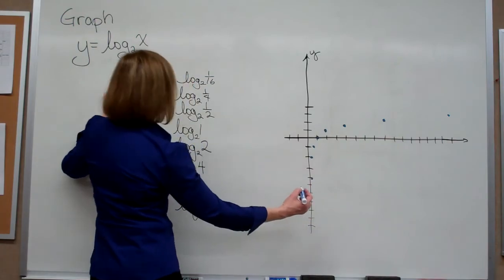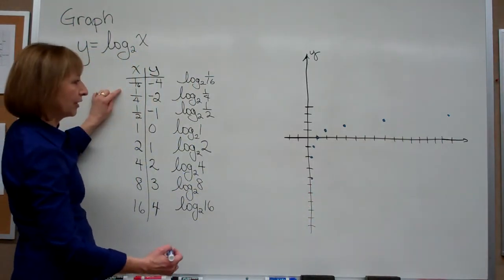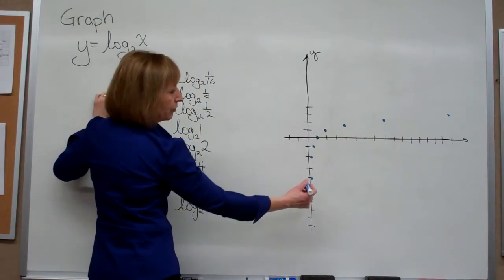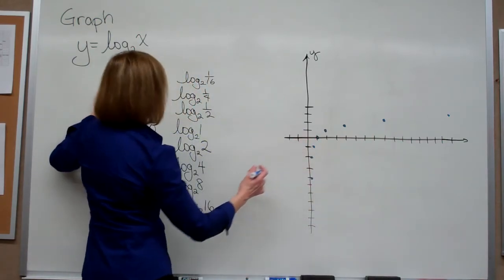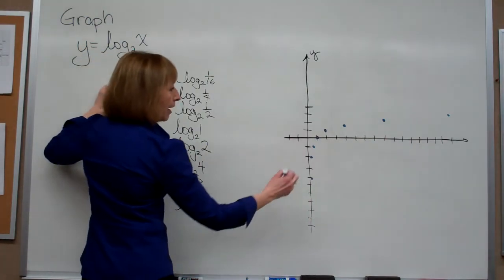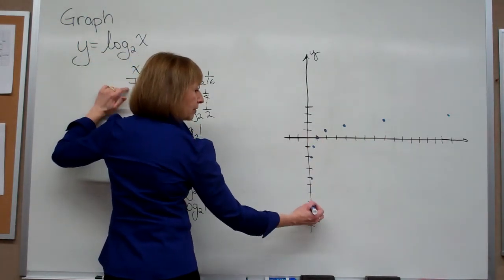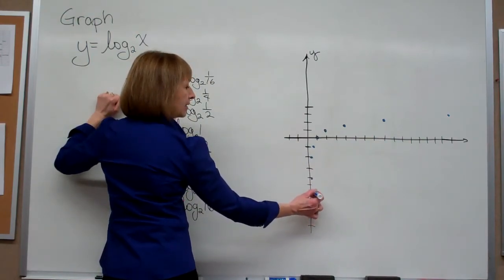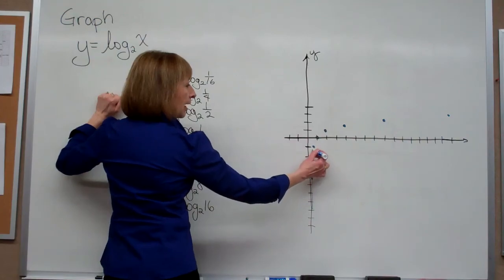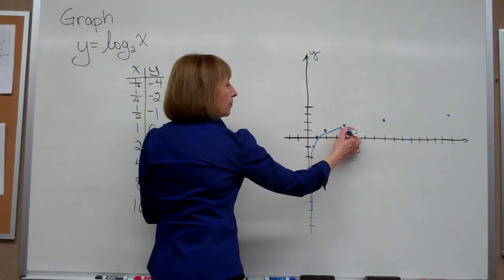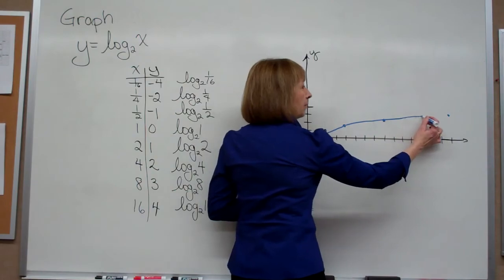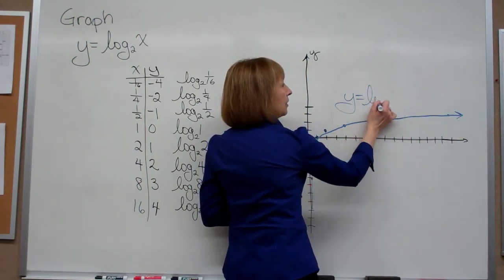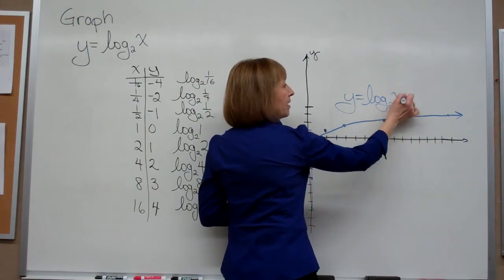So when I look at each of my values here and I start to graph this, we notice that we get closer and closer to the y-axis as my inputs are smaller values, and these are going down to negative infinity. So I have the y-axis as a vertical asymptote, and I just go through these values that I've already plotted, and we get our graph of y equals log base 2 of x.